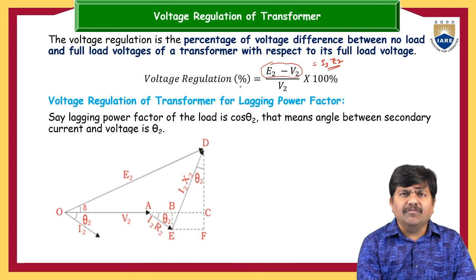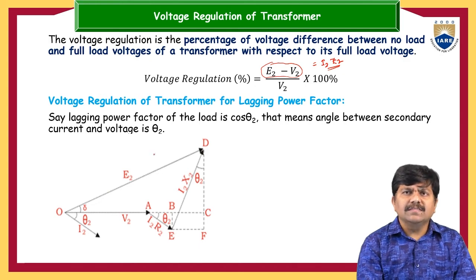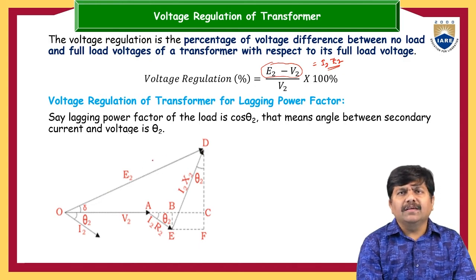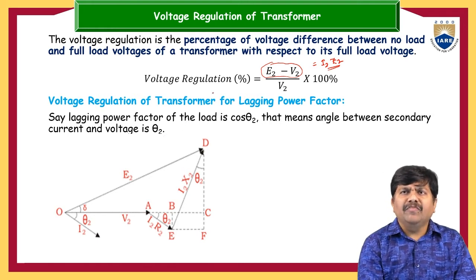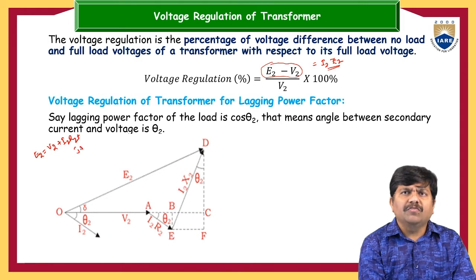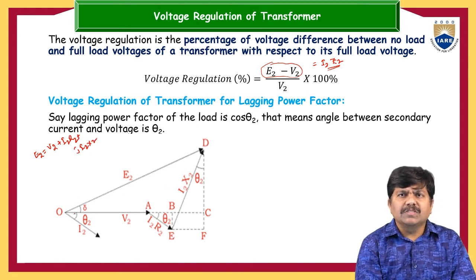For simplification, let us assume the load is an inductive type of load, so there will be a lagging power factor. In that case, what are the V2 vector and the E2 vector? Let us draw all the components. We know from the voltage equation that E2 equals V2 plus I2R2 plus j times I2X2. So let us draw V2 as the reference vector.